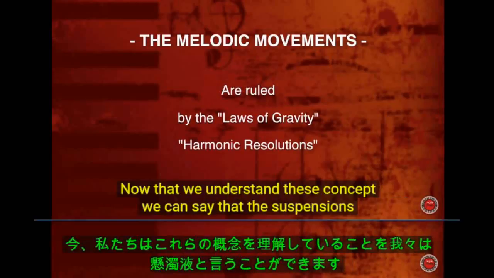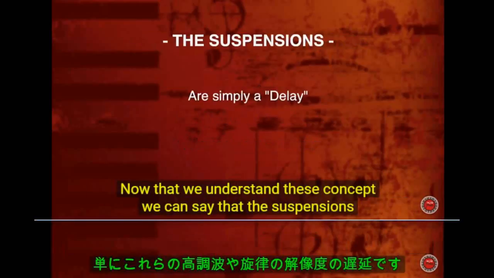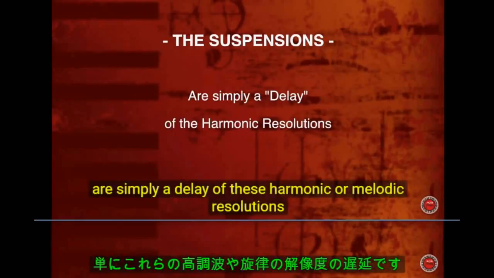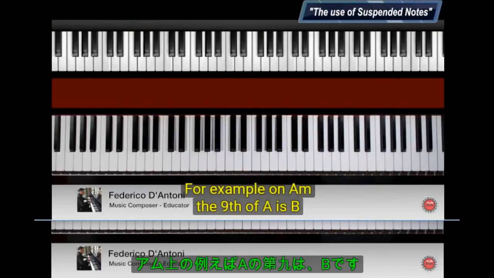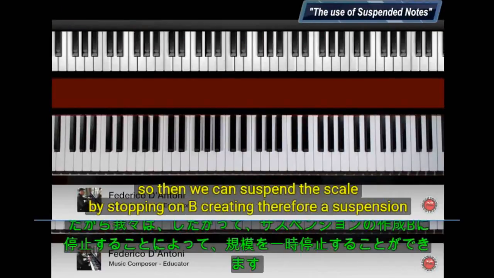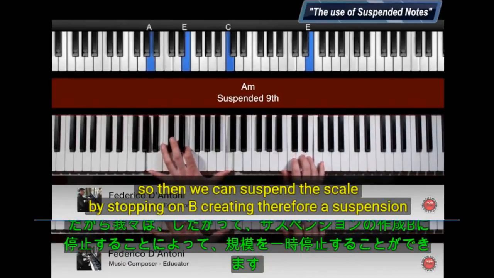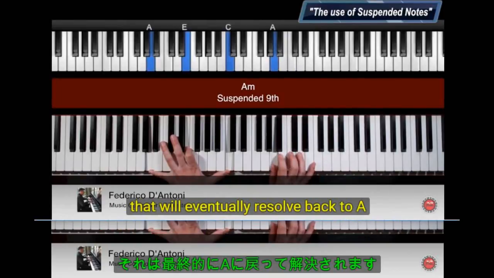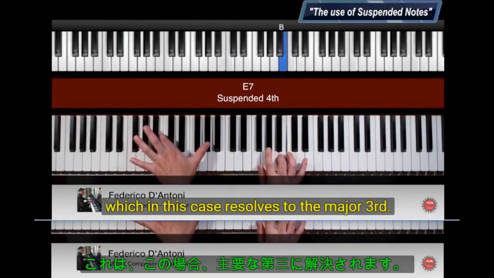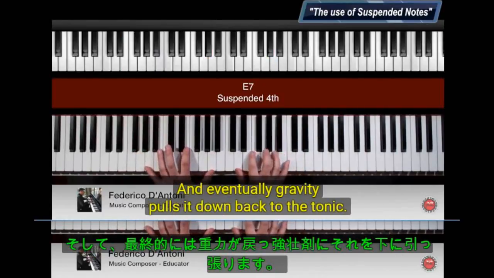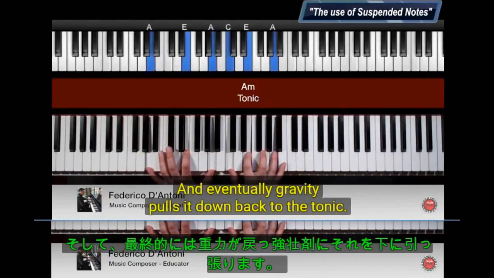Now that we understand this concept, we can say that the suspensions are simply a delay of these harmonic or melodic resolutions. The most common suspensions are over the ninth and the fourth. For example, on A minor, the ninth of A is B, so then we can suspend the scale by stopping on B, creating therefore a suspension that will eventually resolve back to A. Now, by changing the chord to E7, it becomes a suspension which in this case resolves to the major third, and eventually gravity pulls it back down to the tonic.